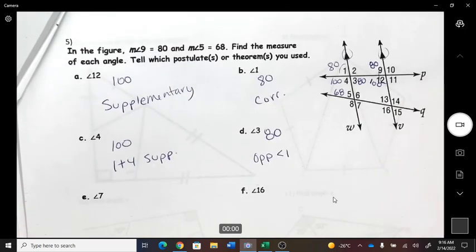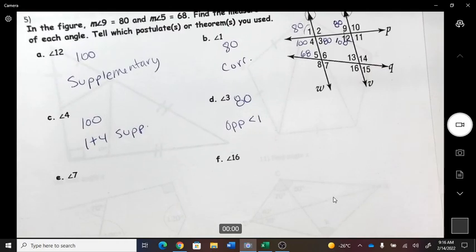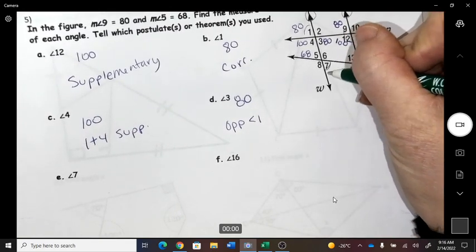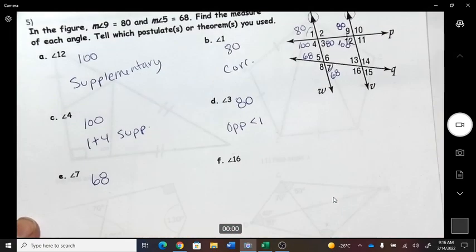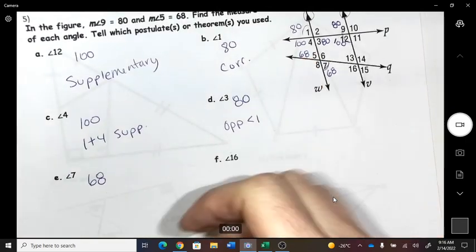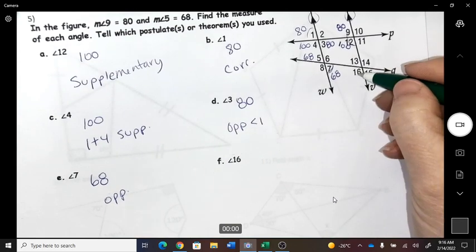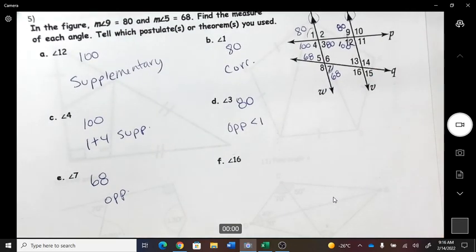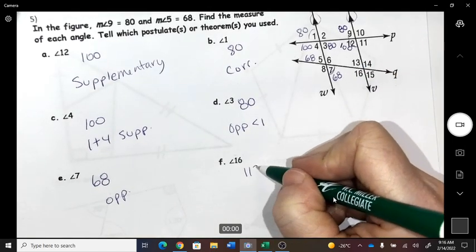Okay, angle 7. Do we know what angle 7 would be? 68. And the reason is what? So I'm looking at 5 and 7. What's the names of those ones? Opposite. And angle 16 would be what? 112.